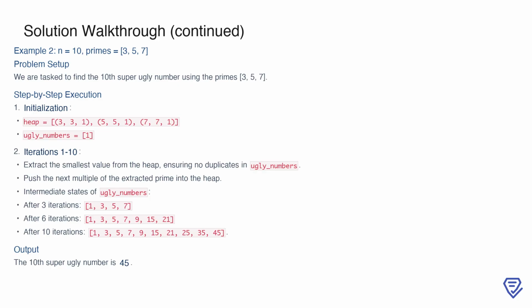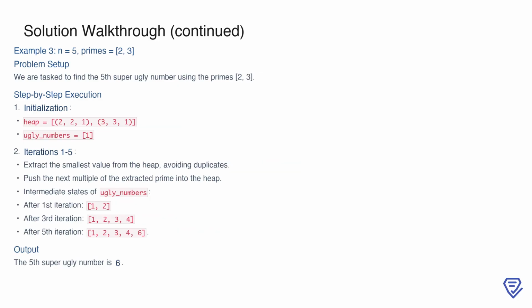For this example, after the first 3 iterations, the result list grows to 1, 3, 5, 7, and after 6 iterations, we have 1, 3, 5, 7, 9, 15, 21. Finally, after completing all 10 iterations, the result list becomes 1, 3, 5, 7, 9, 15, 21, 25, 35, 45. The 10th super ugly number is the last number in this list, which is 45. This is the final output for this example.